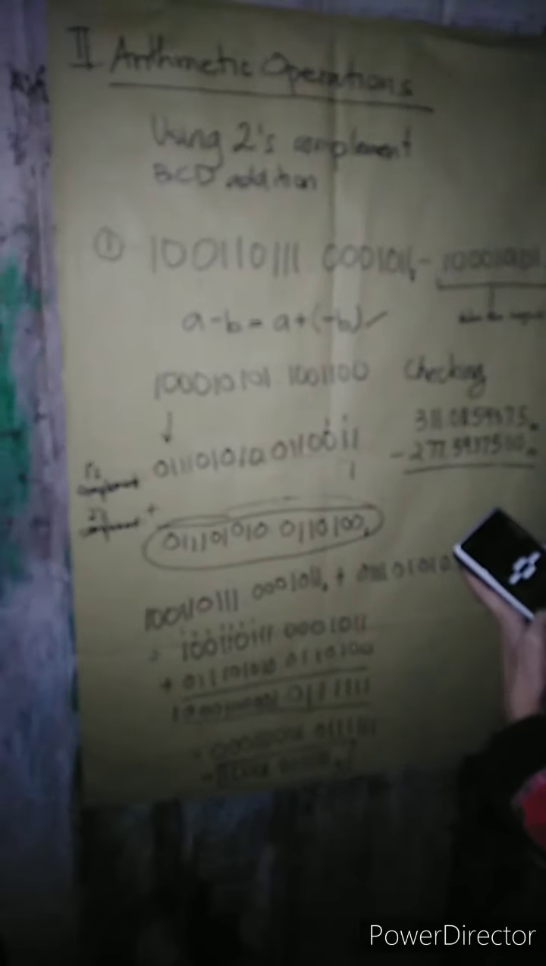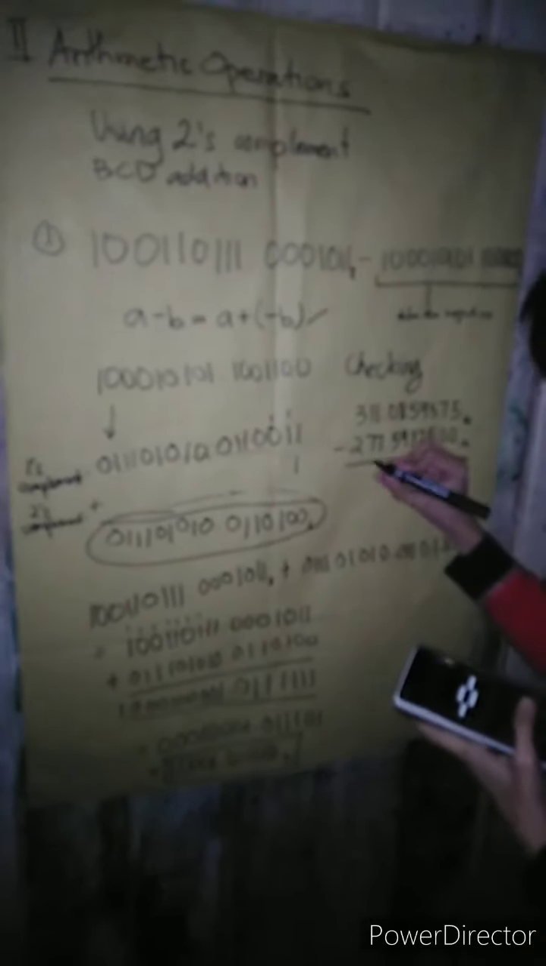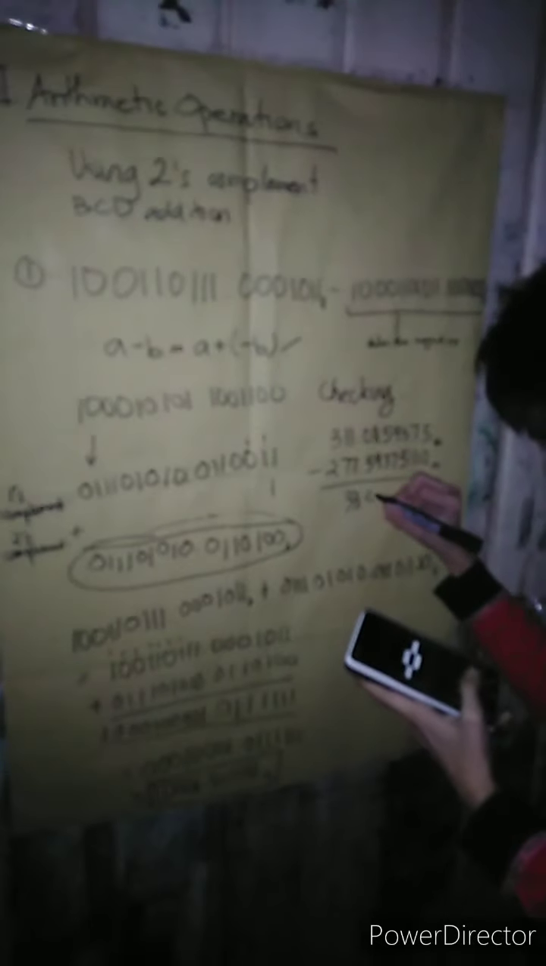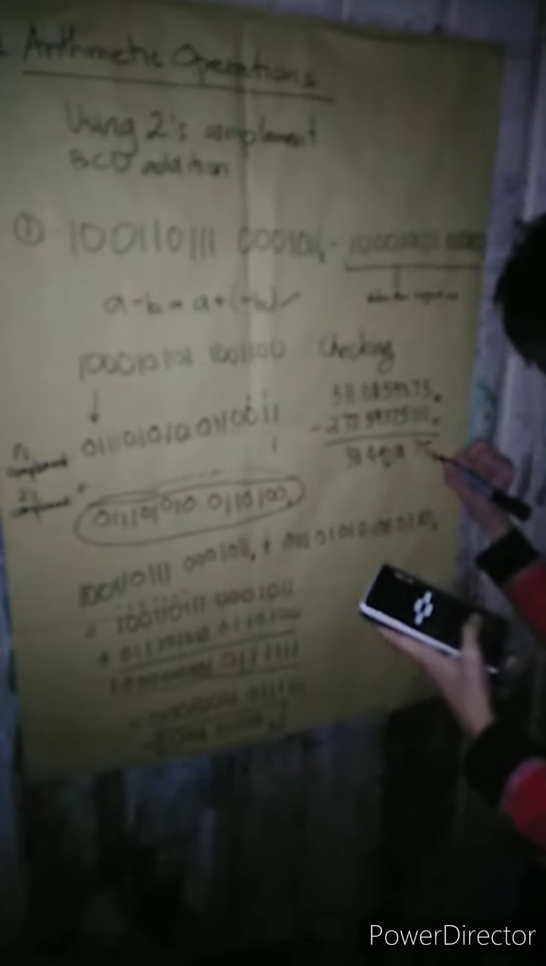Subtracting, we will have 311.0859375 minus 277.5937500. We will have 33.4921875. Now, for the last one, we will check if the decimal value of this one is equivalent to this one.